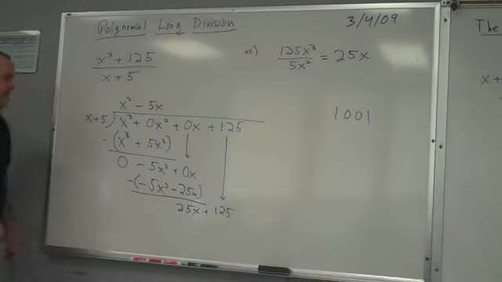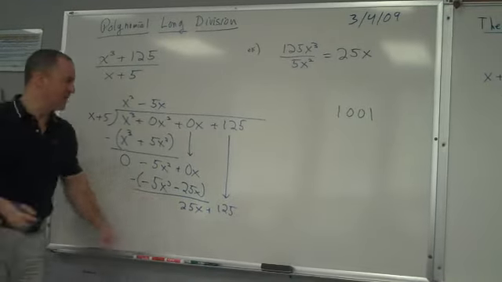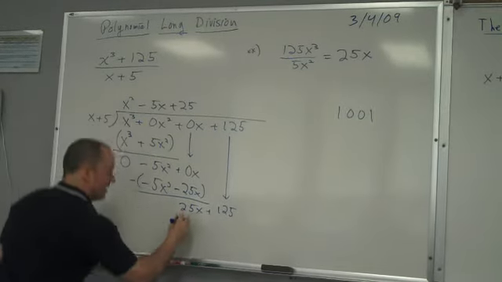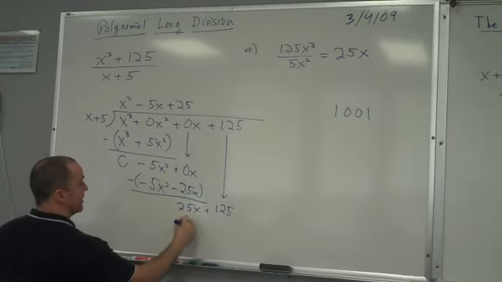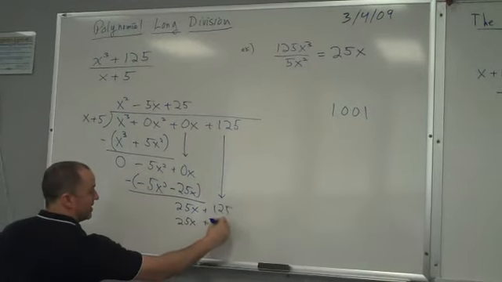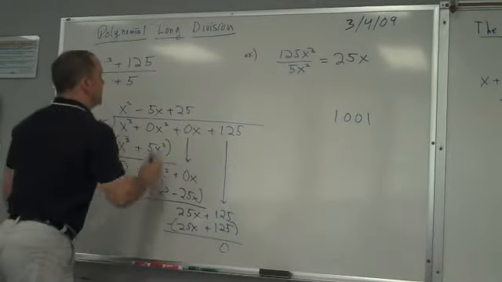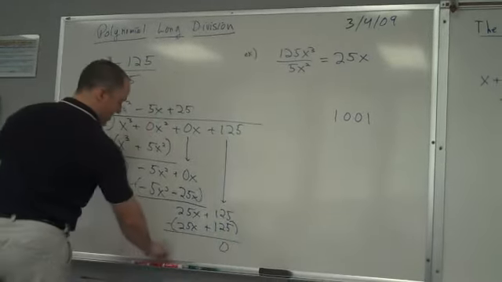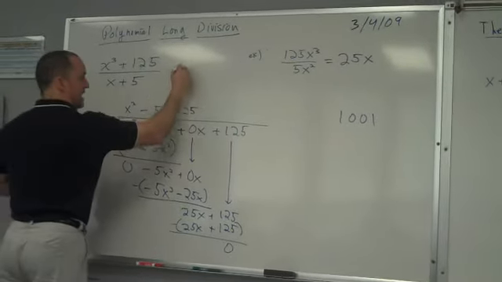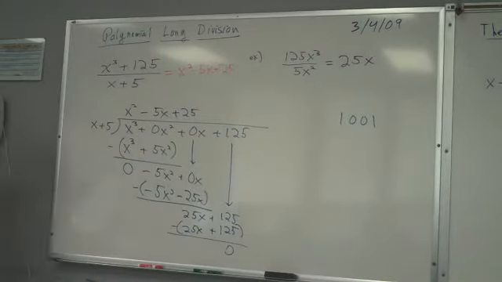125. And now I'm asking myself, what times x gets me 25x? Plus 25. Okay? Bingo. And what's this going to be? 25x plus what? 25 times 5? 125. What's my remainder? 0. So this simply equals x squared minus 5x plus 25, no remainder.